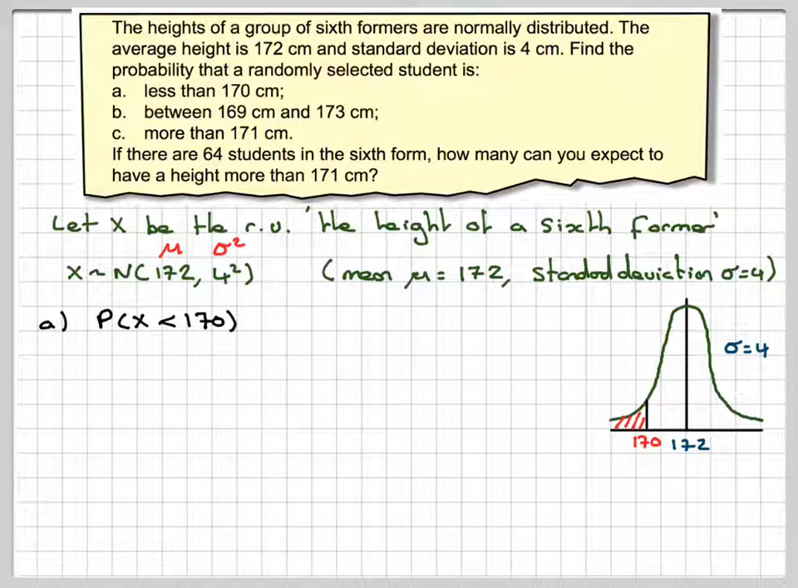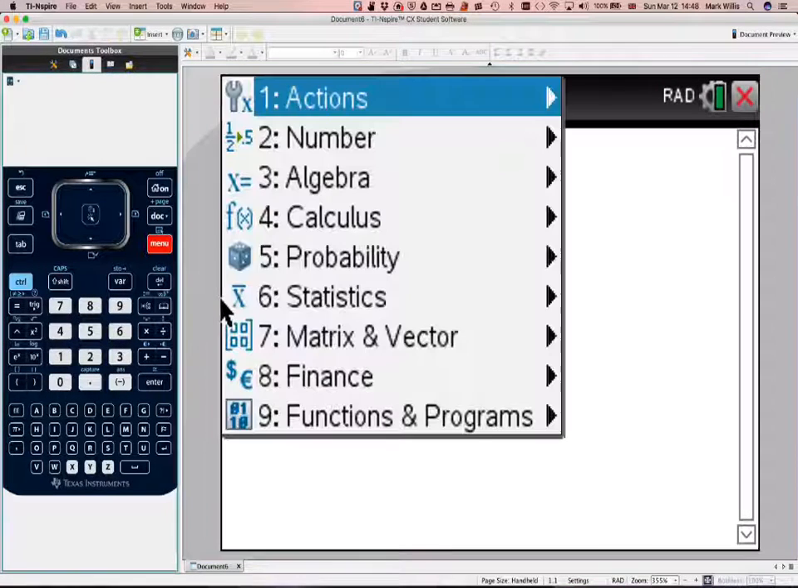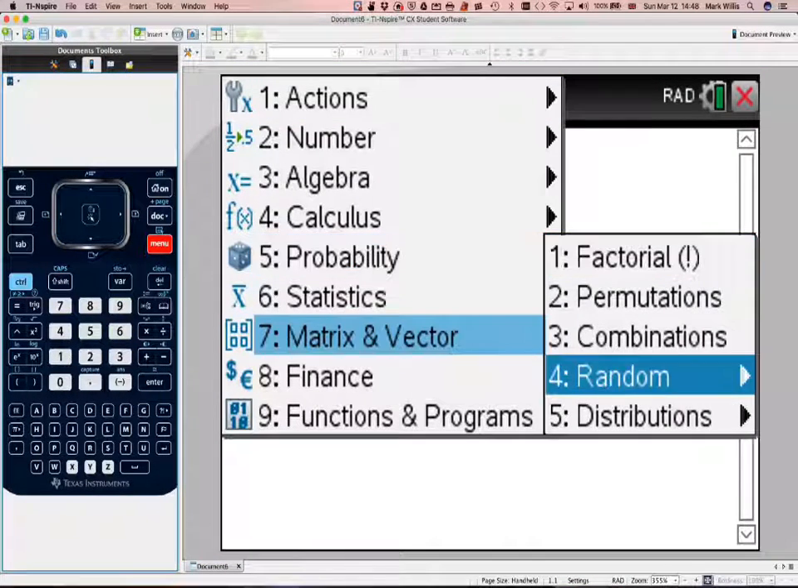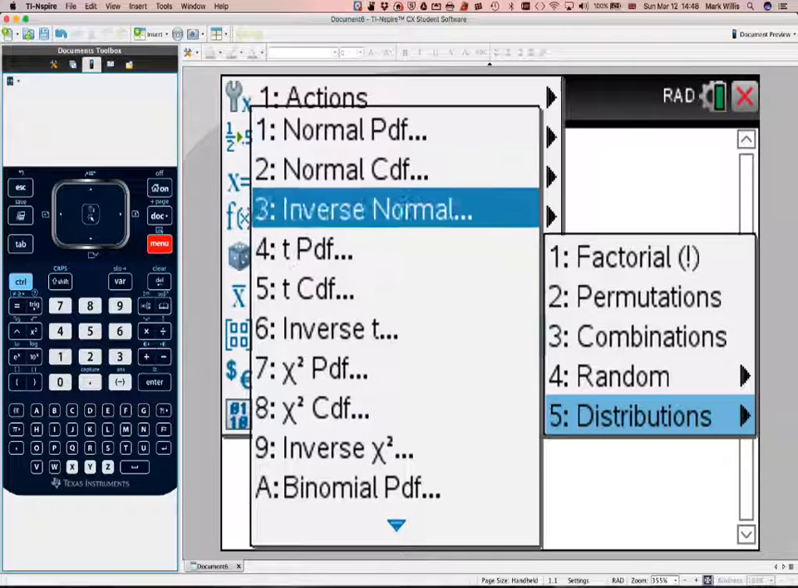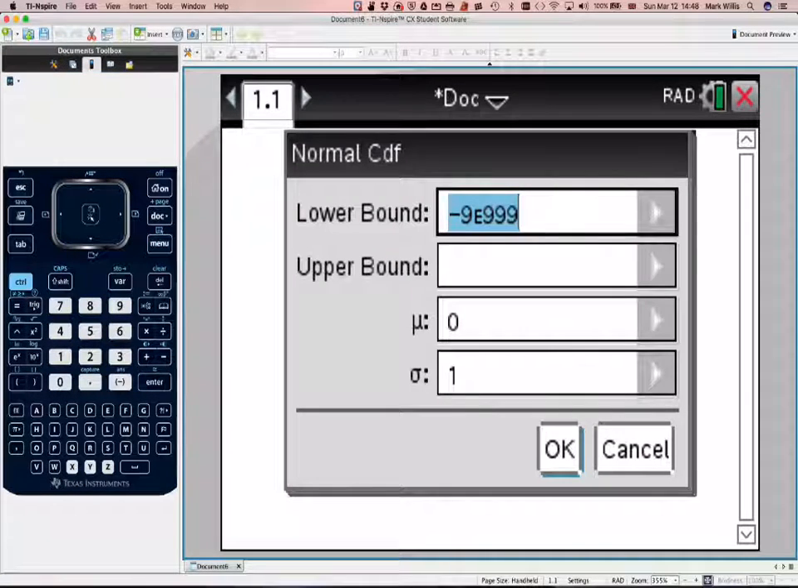Then if we go to our GDC, press calculation mode, go to menu, select number 5 probability, and then number 5 distribution, and then we want to use normal CDF. You're never going to use normal PDF. Select that. Right. What does this mean? Well, this means minus infinity, it goes right down to the lowest possible value. In here we want to put the upper bound, which is 170.